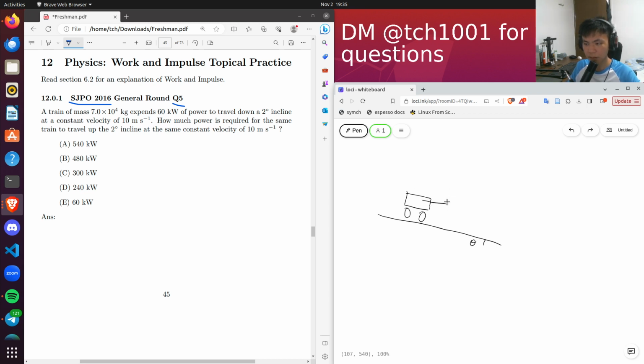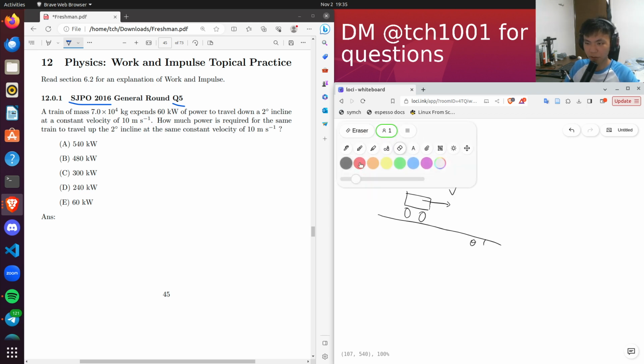So I'll just denote this v, and do note it's a constant velocity. That will be important soon. And it's also expending a power of 60 kilowatt. Okay, so first of all, we need to consider the force body diagram on this train. So what are the forces acting on this train?